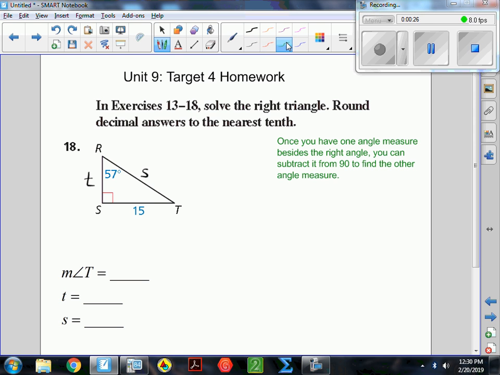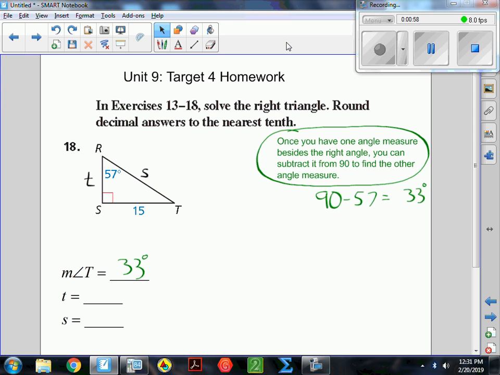Angle T is going to be the easiest to find. Once you have one angle measure besides the right angle, you can just do 90 minus the angle you have to get the angle you want. So 90 minus 57 is 33 degrees. You don't need to use trigonometry or trigonometric ratio to find that value. So I have 33 degrees. 33 plus 57 is 90. 90 plus 90 is 180.